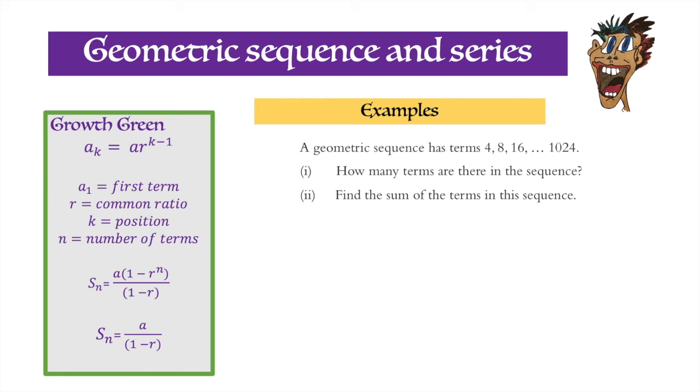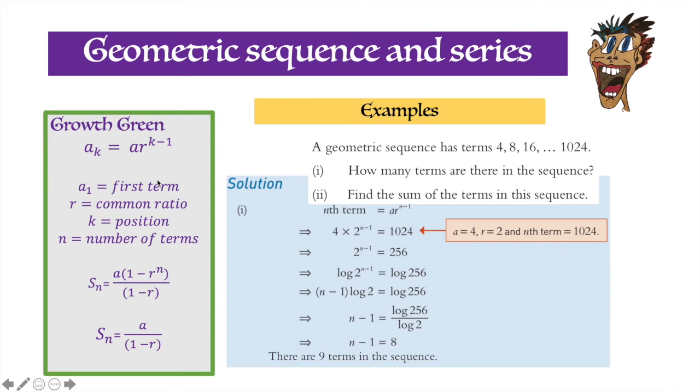Let's look at some of the examples here. Okay, a geometric sequence has terms 4, 8, 16, and so on up to 1024. How many terms are there in this sequence? And find the sum of the terms. So the first thing, always find a, find r if you can. And you know that a is 4, r is going to be 8 over 4, which is 2. So you know those two values, and it's how many terms. So you actually know the last term, so you can use this formula again, and this is how they've done it. They've put it all in here. They know that equals 1024.